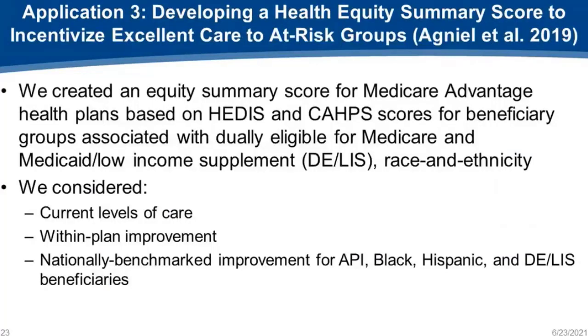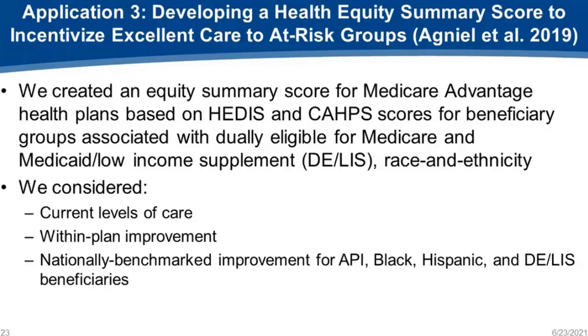Next slide, please. So the third application here has to do with a health equity summary score, which is something that NCQA and RAND developed for CMS to try to measure and incentivize better care for underserved beneficiaries. And it uses both HEDIS and CAHPS data, and it particularly targets care for those who are dually eligible for Medicare and Medicaid, or who are LIS, as well as beneficiaries who are API, Black or Hispanic.